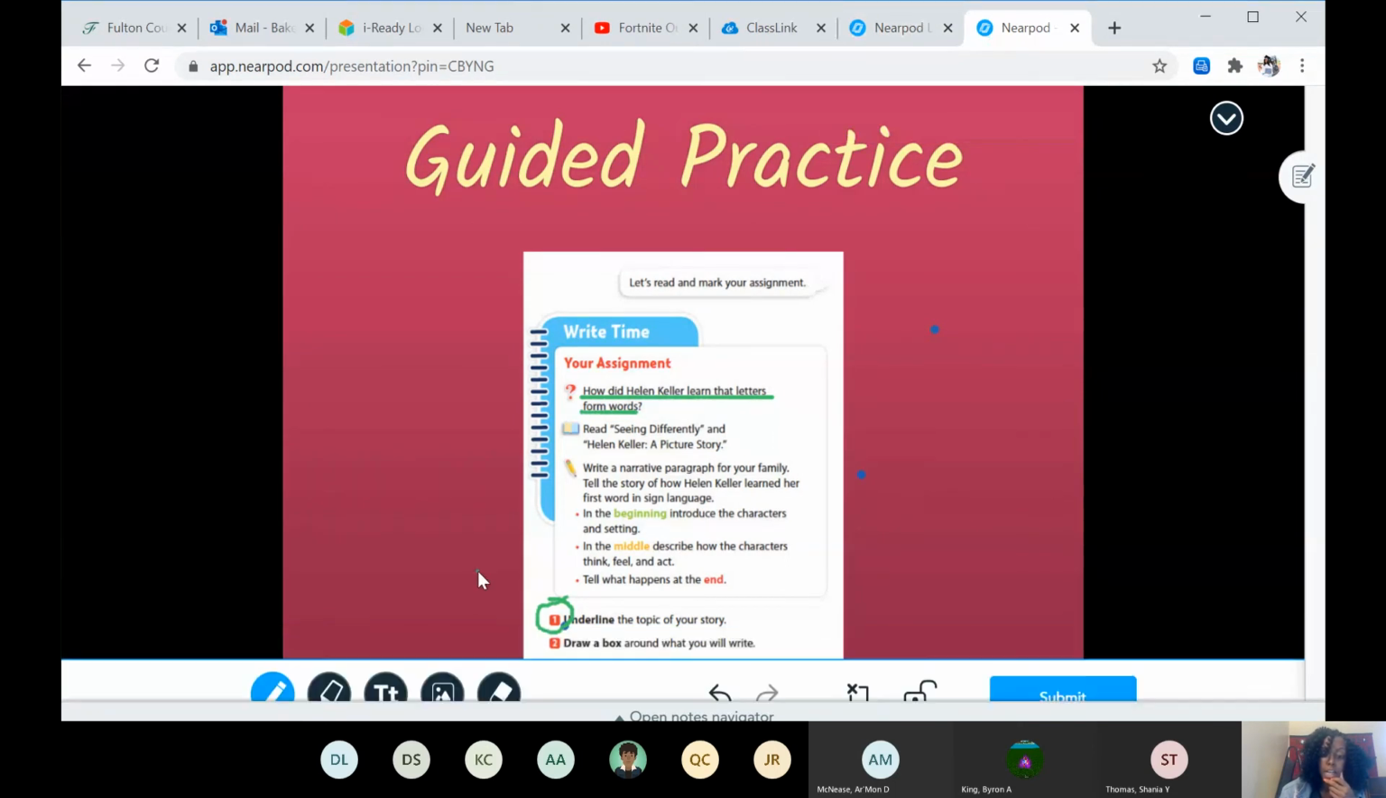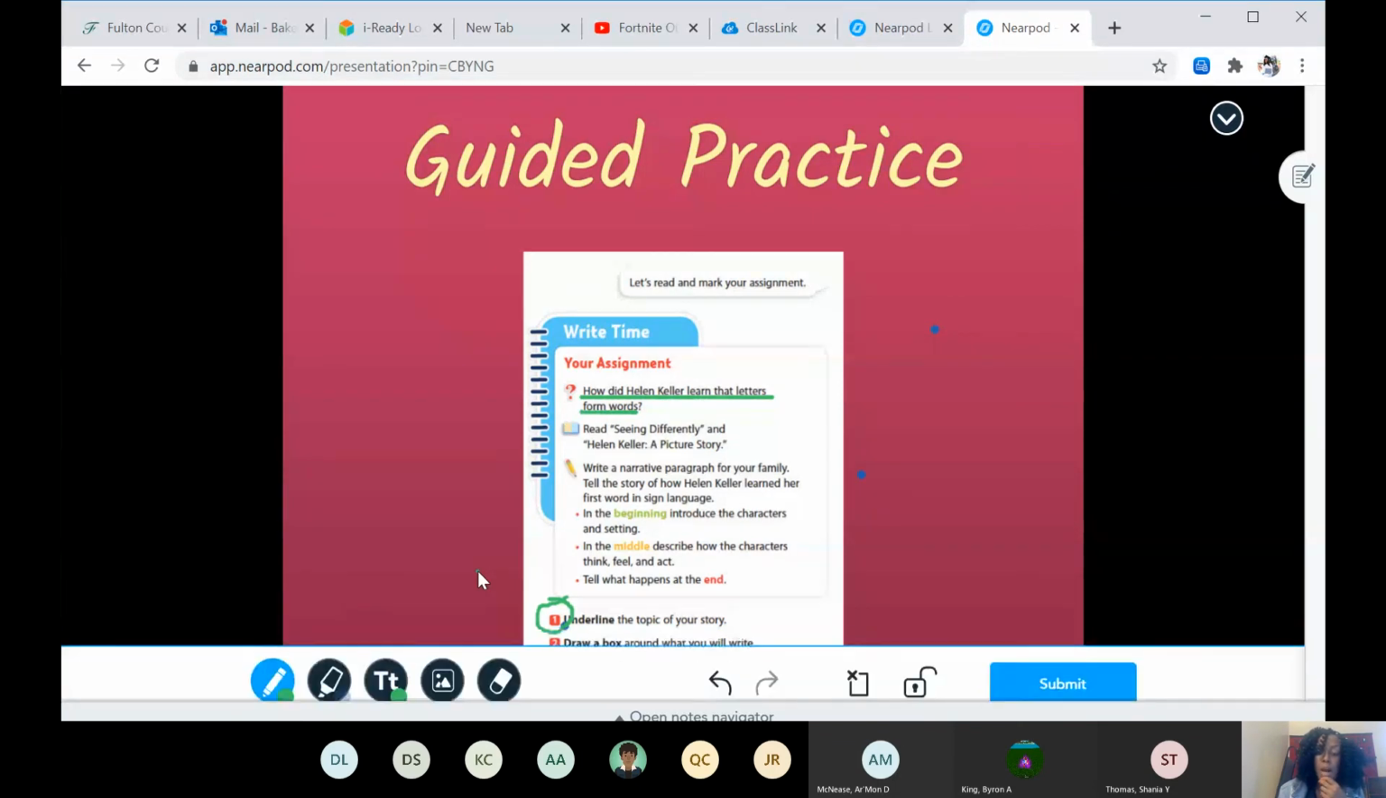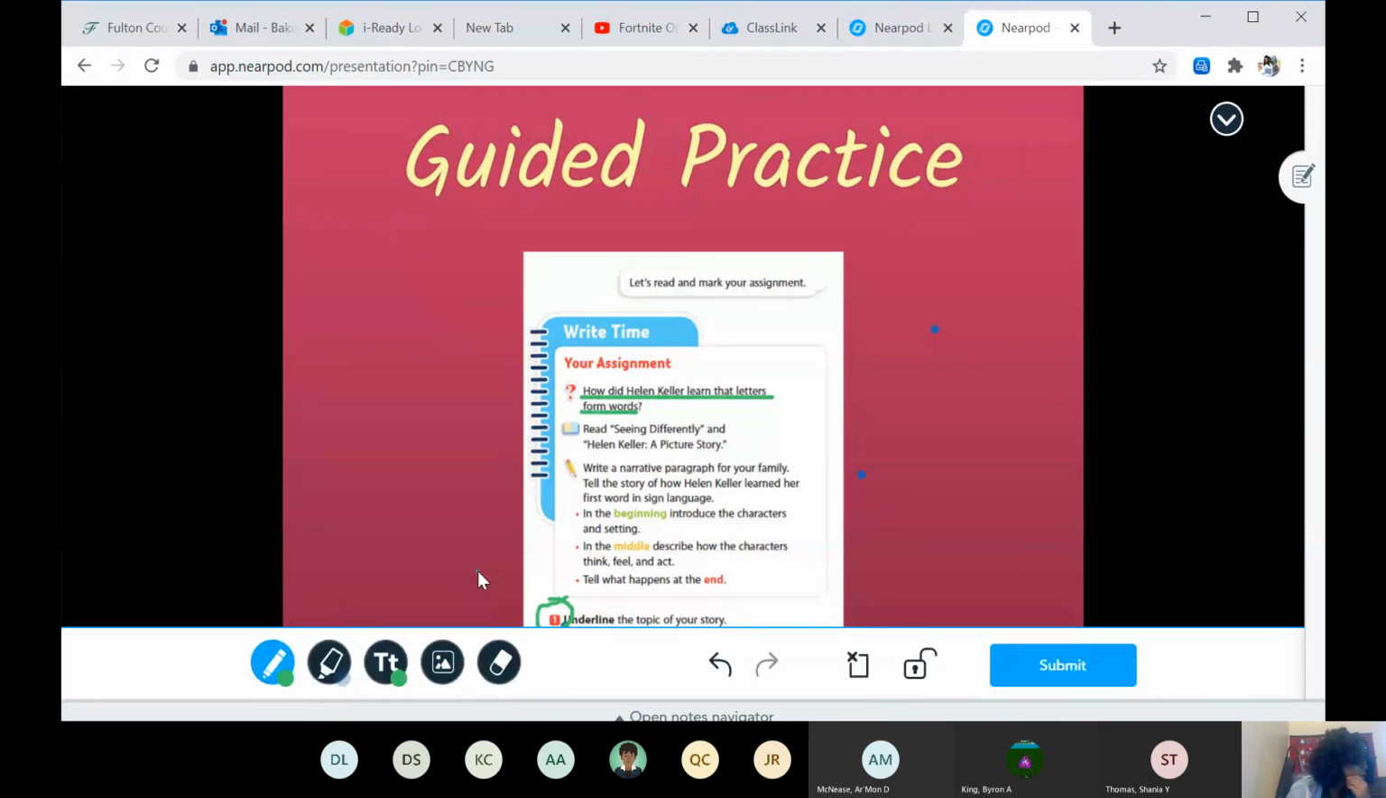Now, number two says, draw a box around what you will write. What are we writing? Think about it. I'll give you a hint: it's two words that you should be boxing. What have we been learning about this week? What type of writing have we been learning about? Find that on your page. I'm going to see who gets it right. Everybody right now should be boxing. Yes, Armand?